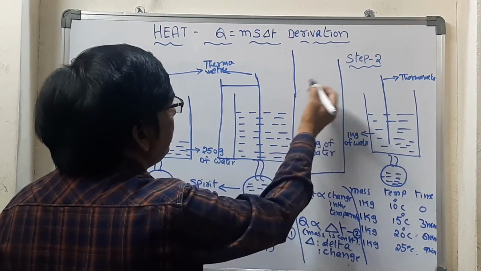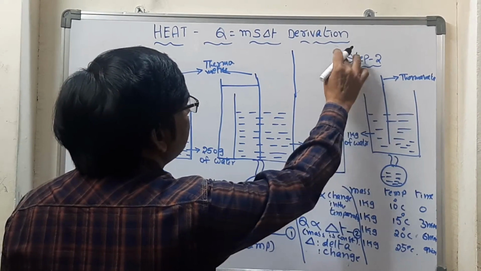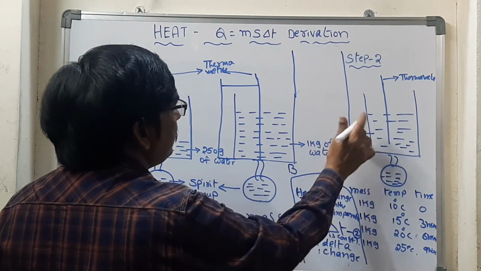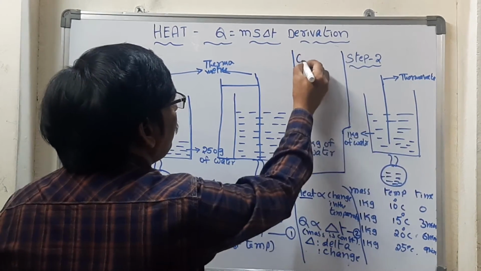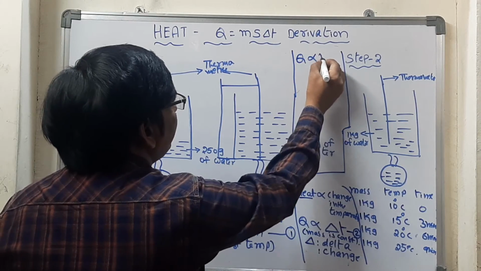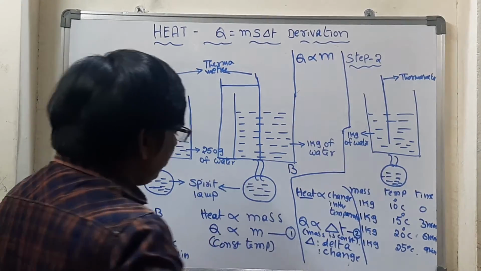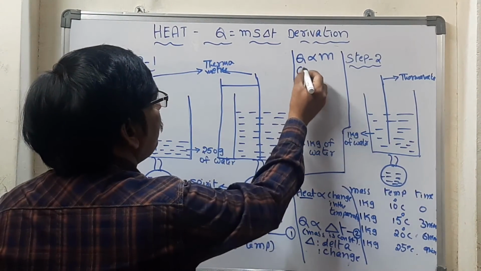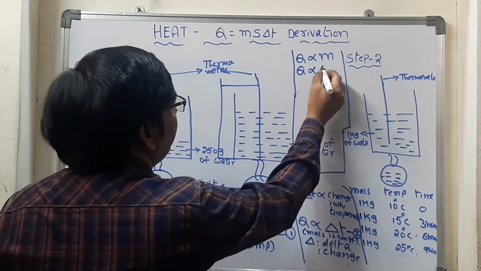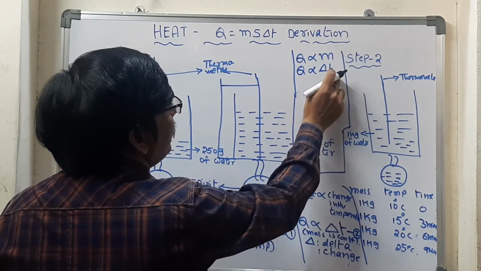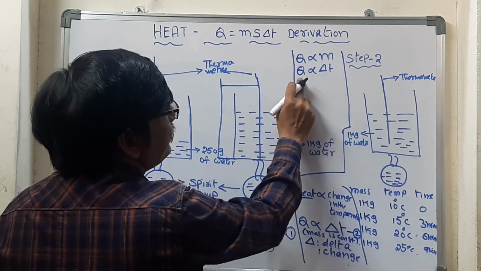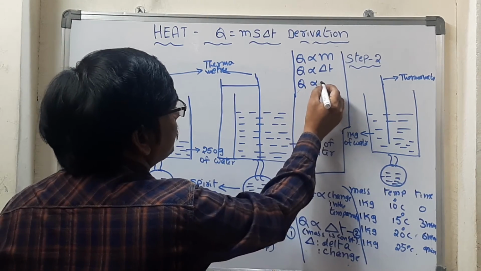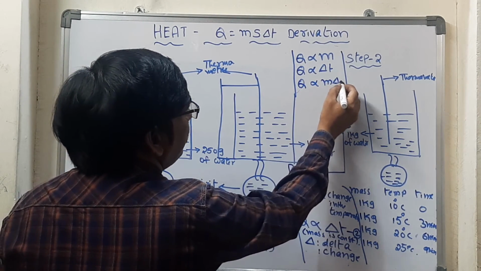Now let us take the next step. What is the first equation we have taken? The first equation is Q is directly proportional to M. What is the second equation? Q is directly proportional to delta T. So these two equations are there, and on the left-hand side only Q is there. So we can combine them: Q is directly proportional to M into delta T.